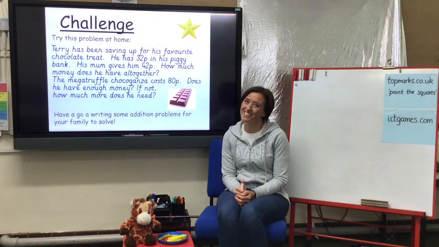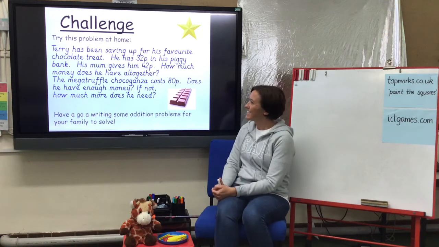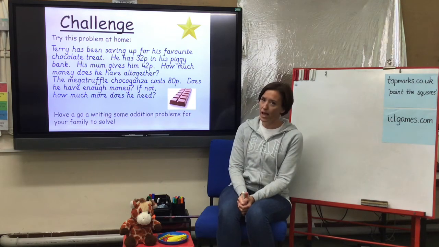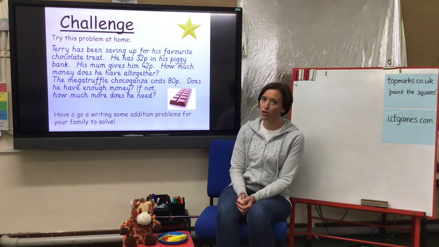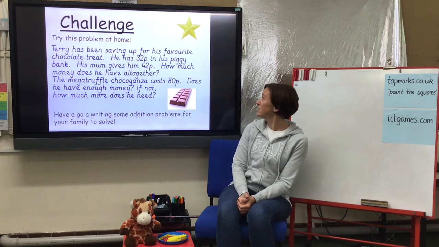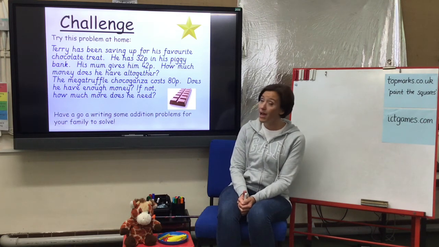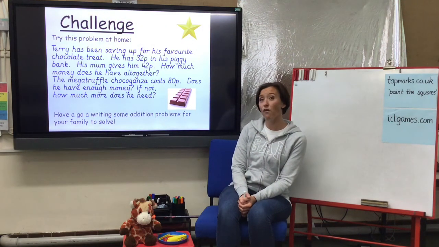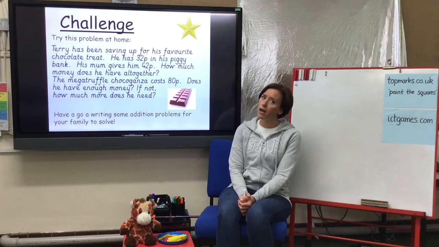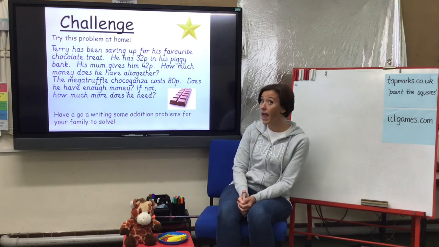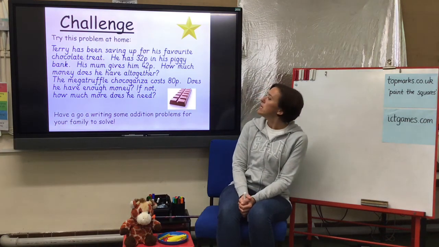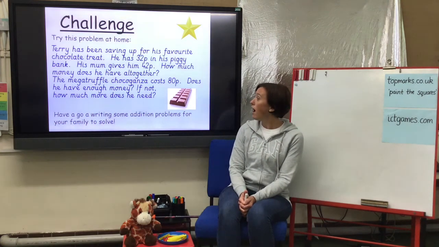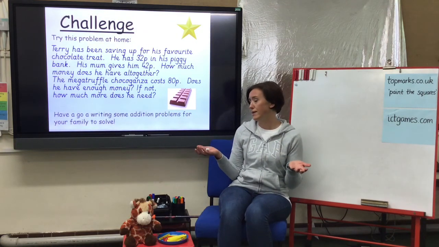Let's have a little look at today's challenge at home. It says try this problem. So there's another word problem for you to solve. Terry has been saving up for his favourite chocolate treat. He has 32 pence in his piggy bank. His mum gives him 42 pence. How much money does he have altogether? The Mega Truffle Chocoganza costs 80 pence, that's his favourite chocolate bar. Does he have enough money? If not, how much more does he need?